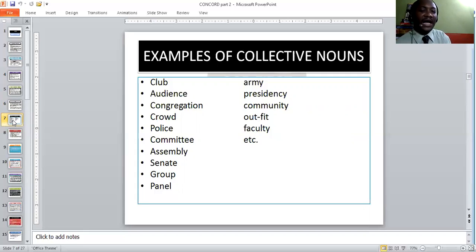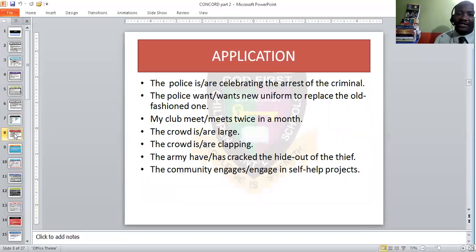A herd of cattle is here, not are here. Regular, that one. But this one is a national Concord. Now listen. The police is or are celebrating the arrest of the criminal. Of course, the police here, are they performing action? Of course, they are celebrating. Everybody's raising hand and doing whoa, whoa. So each person performing action gives us plural now, are celebrating.